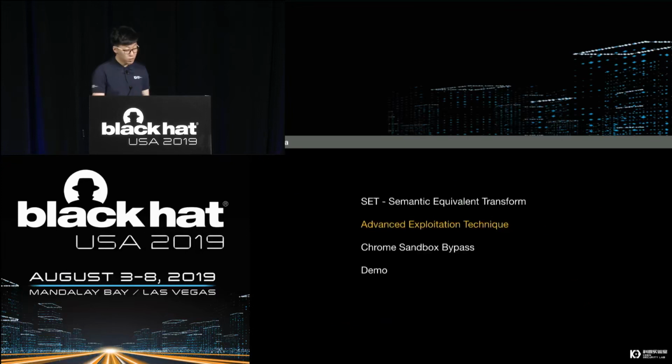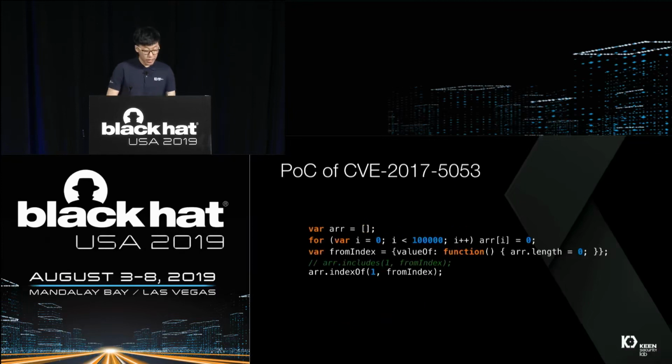And as everyone knows, exploitation is another key point in pwning contests. So in this section, we will share some interesting cases and our exploitation technique. Here is the first case we want to share. This is the POC of CVE-2017-5053, which was used in Pwn2Own 2017.